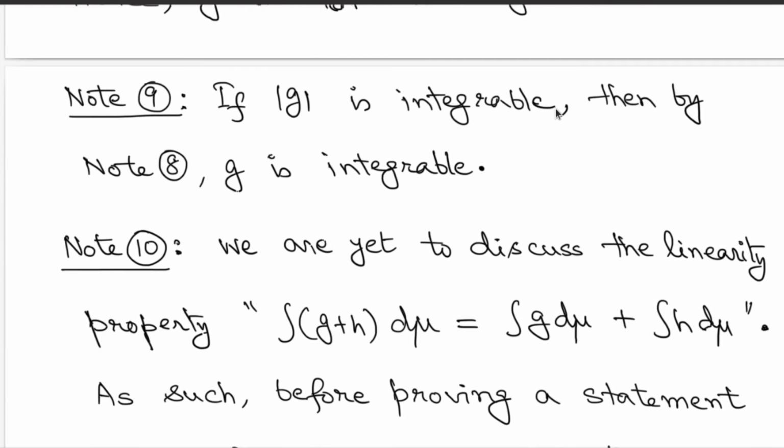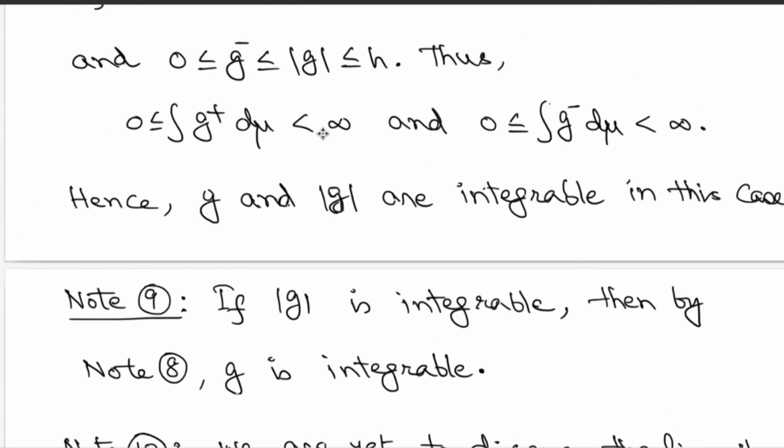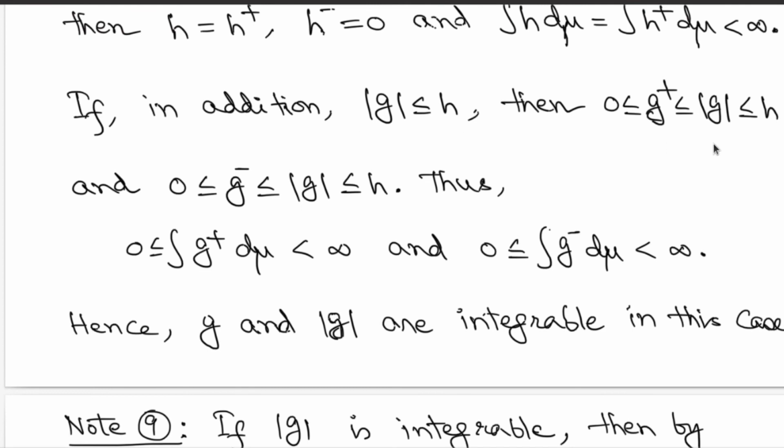Okay, but then what is the relationship between integrability of g and mod g? So you make a partial statement here. We will come back to this statement later on once more in a later lecture. So what we are observing here is that if mod g is integrable, then we claim that g has to be integrable. Why? If mod g is already integrable, observe these inequalities that we have stated earlier. Forget about h. g plus is dominated by mod g, so therefore the integration of g plus will be finite provided mod g is integrable. So mod g is a non-negative function, and if it is integrable, that means the integration of mod g is finite.